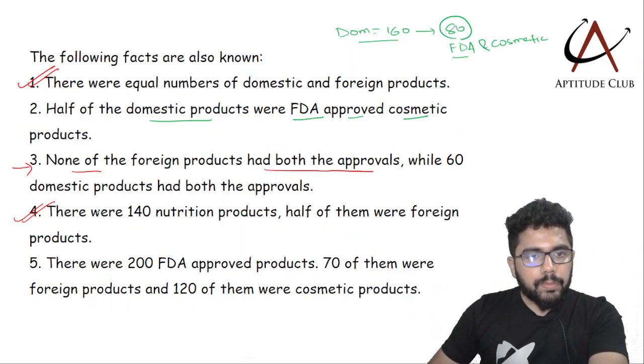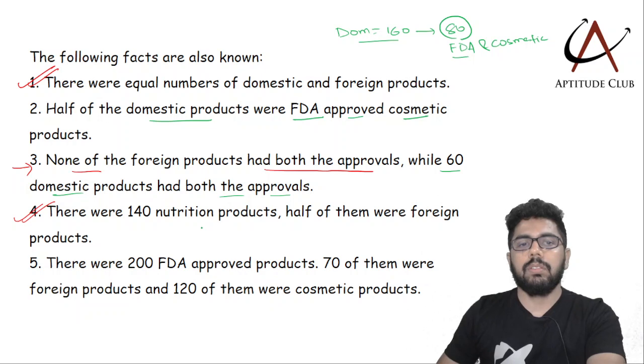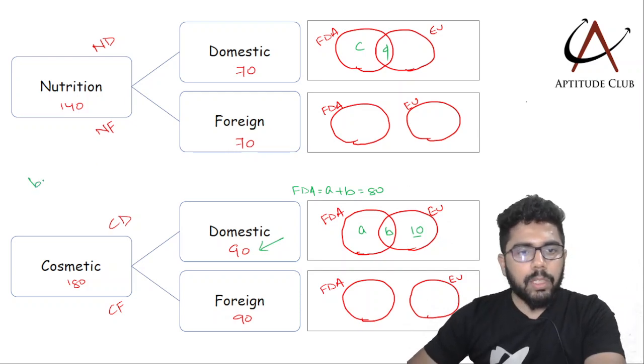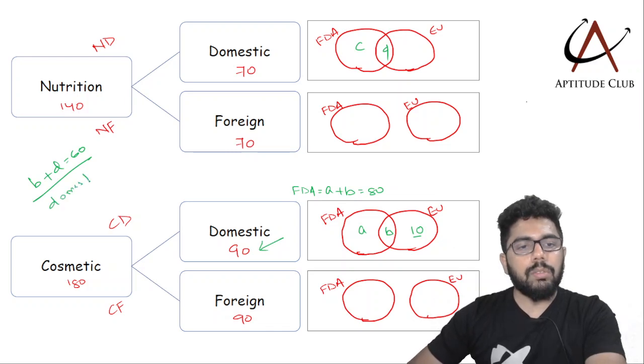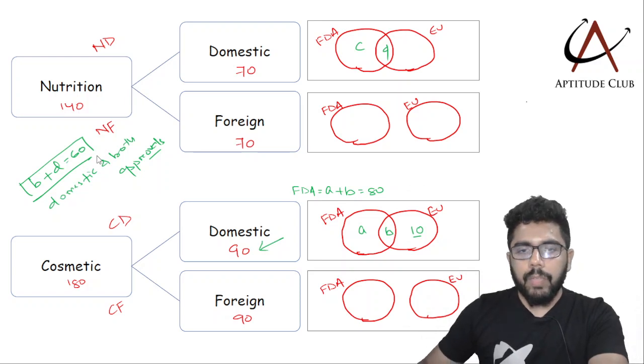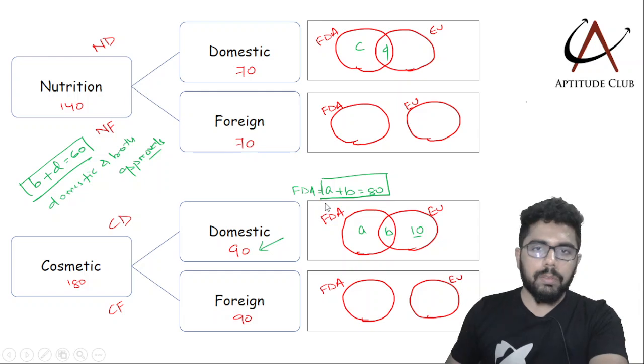Then the next part. None of the foreign products had both the approvals, while 60 domestic products had both the approvals. So if this is A plus B and let us say this is C plus D, so domestic products having both approvals, I will get the second equation that B plus D is equal to 60. These are domestic products and both approvals. This is my second equation. B plus D is equal to 60. A plus B is equal to 80 is your first equation. B plus D is equal to 60 is the second equation.